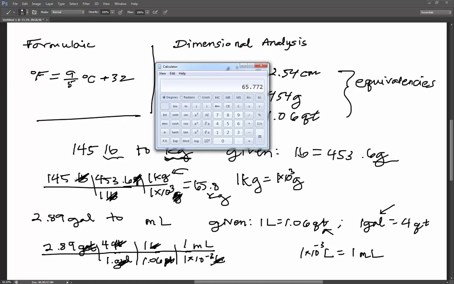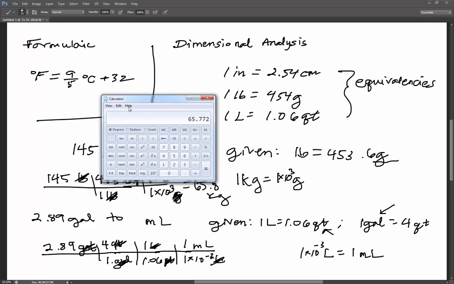Now there's more than one way to put this together. I know a lot of students that like to put parentheses around this, multiply everything through, put parentheses around this, divide everything through. I personally like to say this times this divided by this times this divided by this times this divided by that. That is, everything in the numerator gets independently multiplied and everything in the denominator gets independently divided. So here's the way I do it. I say 2.89 times 4, because that's on the top. I'm going to ignore that 1 because it's just a 1.